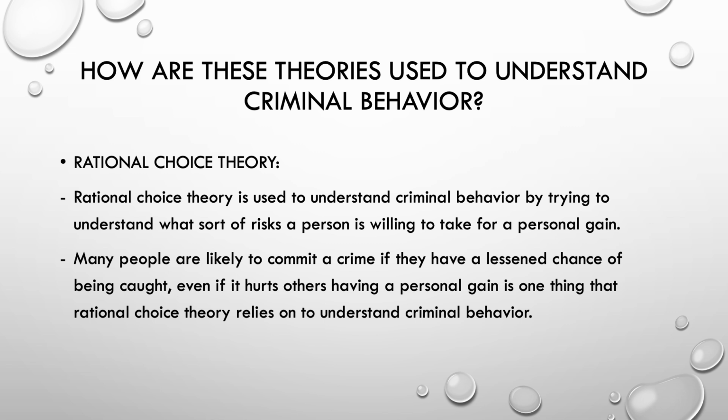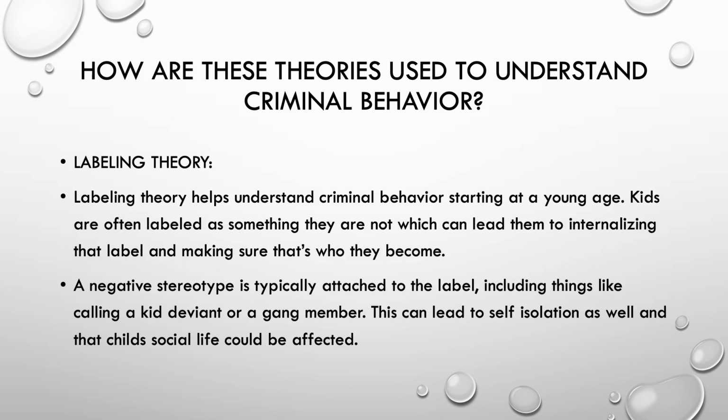How are these theories used to understand criminal behavior? Rational choice theory. Rational choice theory is used to understand criminal behavior by trying to understand what sort of risks a person is willing to take for a personal gain. Whether they're okay with taking a risk of going to jail, or whether they're not going to take that risk because they could go to jail. Many people are likely to commit a crime if they have a lessened chance of being caught. Even if it hurts others, having a personal gain is one thing that rational choice theory relies on to understand criminal behavior.